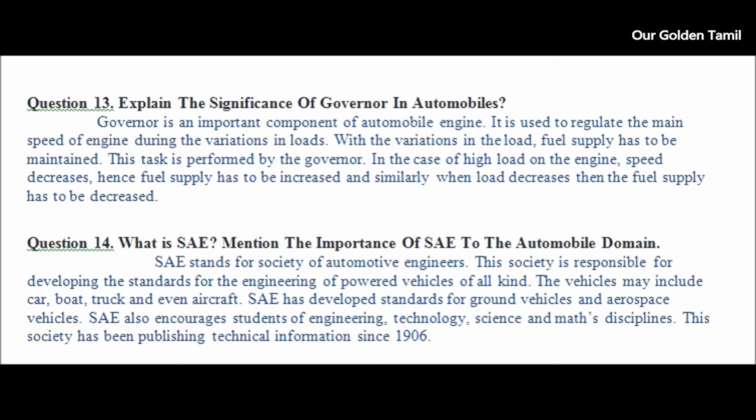Question 14. What is SAE? Mention the importance of SAE to the automobile domain. Answer. SAE stands for Society of Automotive Engineers. This society is responsible for developing the standards for the engineering of powered vehicles of all kinds. The vehicles may include car, boat, truck and even aircraft. SAE has developed standards for ground vehicles and aerospace vehicles. SAE also encourages students of engineering, technology, science and maths disciplines. This society has been publishing technical information since 1906.